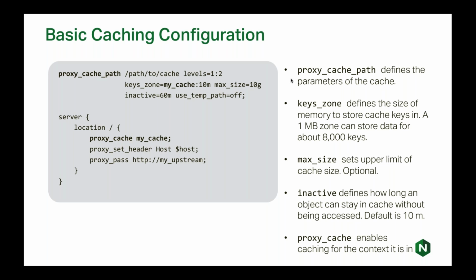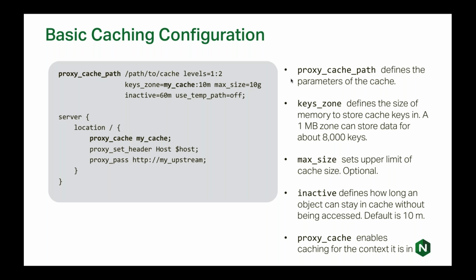Next up is inactive, and that defines how long an object can stay in the cache without being accessed. So if an object in this example here is in the cache for more than 60 minutes, but no one accesses it, NGINX is going to prune the cache and delete that object out of the cache to save space. By default, it's at 10 minutes, which might be a little too aggressive. So that's something that you want to play with, and is definitely going to be something that's unique to your application and your use case.